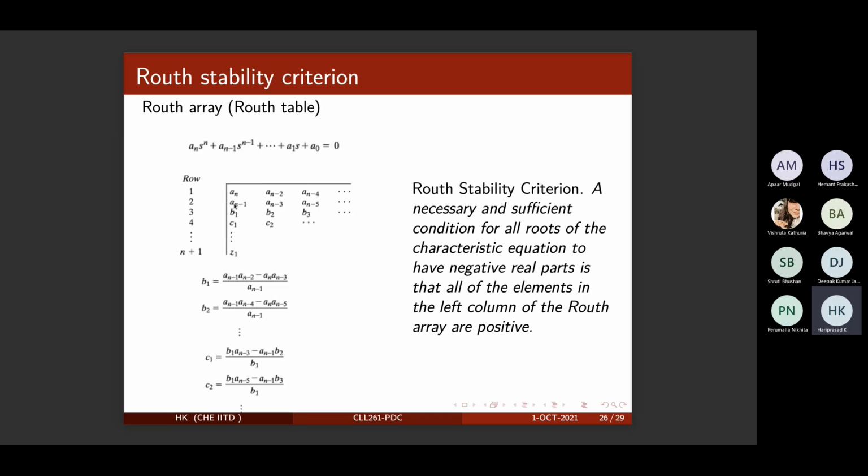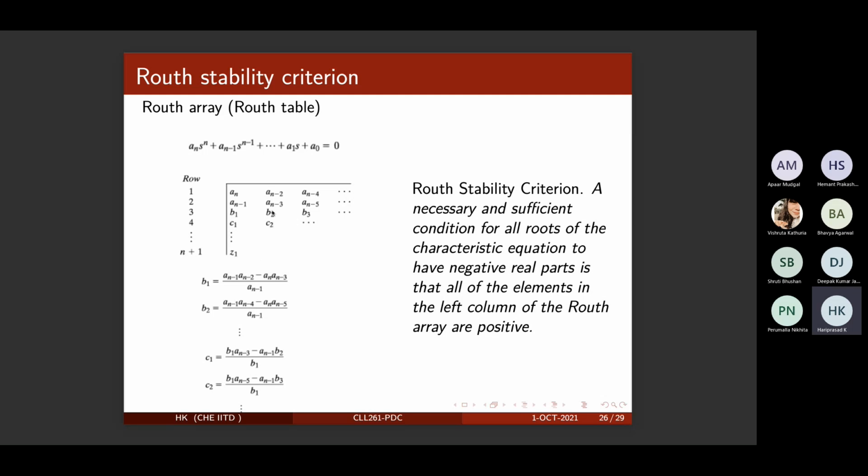B2 would be, again, you have to keep the base row constant: an minus 1 into an minus 4 minus an into an minus 5 divided by an minus 1, and so on and so forth. So you will get the row of B. From B, you calculate C. How do you calculate C now? C1 is B1 into an minus 2 minus an minus 1 into B2 divided by B1.